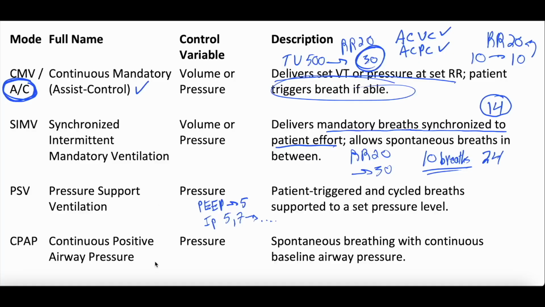All right, CPAP is continuous positive airway pressure. This is essentially spontaneous breathing, but you just set a PEEP. People use CPAPs at home and things. This is just an end expiratory pressure that is set. Everything else the patient is doing themselves.